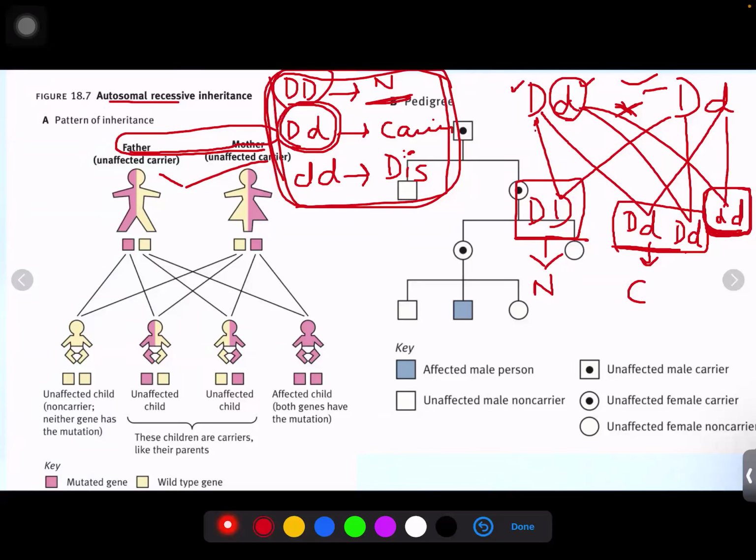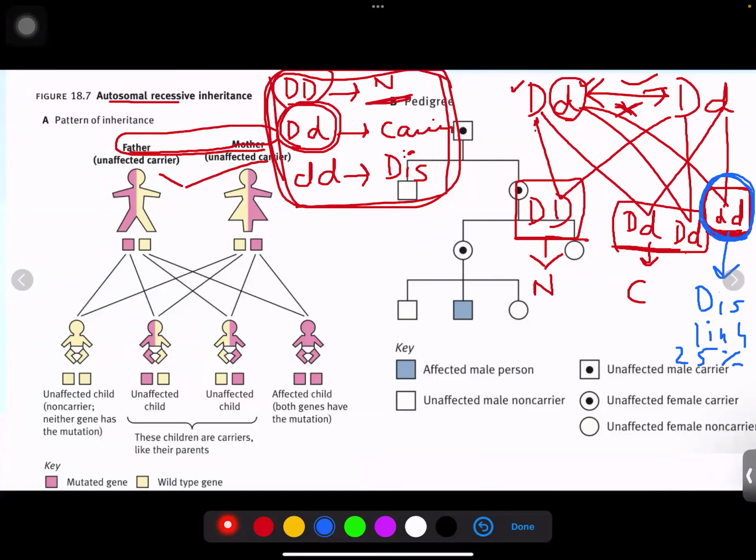If both parents are carriers of sickle cell or cystic fibrosis, like sickle cell, both parents are carriers with sickle cell disease. What are the chances that their offspring will be diseased? This small d is the diseased. If you take 1 in 4, 1 in 4 means 1 in 4 chances that the offspring will have disease. 1 in 4 means 25%.